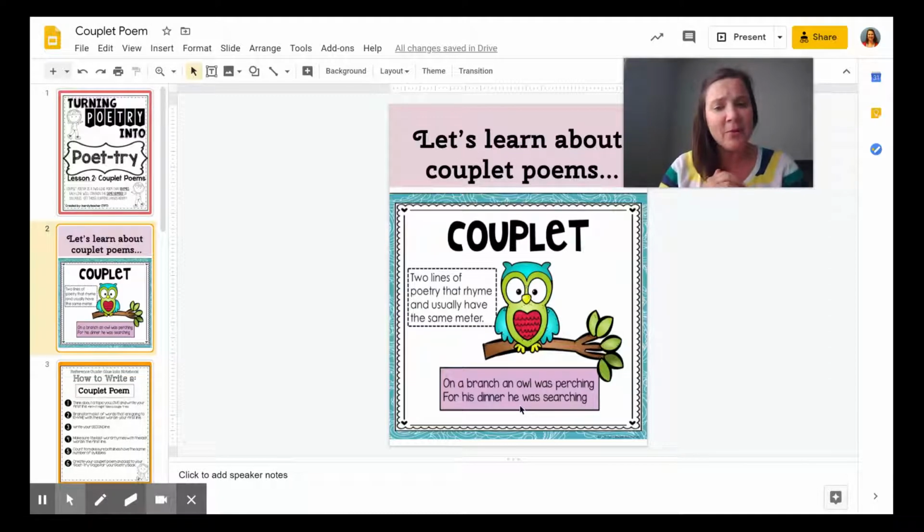And here's an example. On a branch, an owl was perching. For his dinner, he was searching. Perching and searching rhyme, and then they have the same amount of syllables. All right, I'm going to give you a few seconds to clap them out and see if you can guess how many syllables are in each line. Did you come up with 8? If you did, you are correct. 8 syllables in each line.